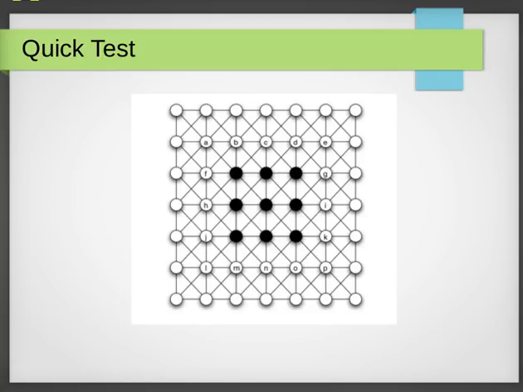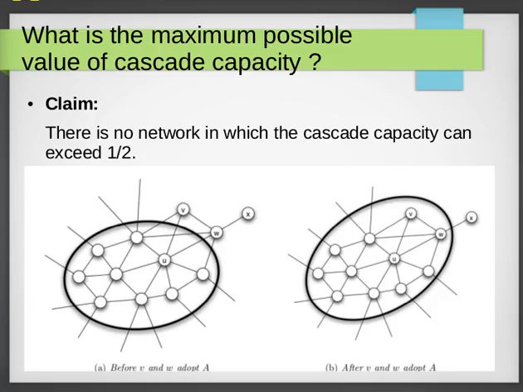Now let's try to answer a deeper question. What do you think is the highest possible value of cascade capacity? We have a lemma here that the maximum possible value of cascade capacity is 1/2. You can have no network in which the value of cascade capacity can exceed 1/2. Let us try to prove this claim.